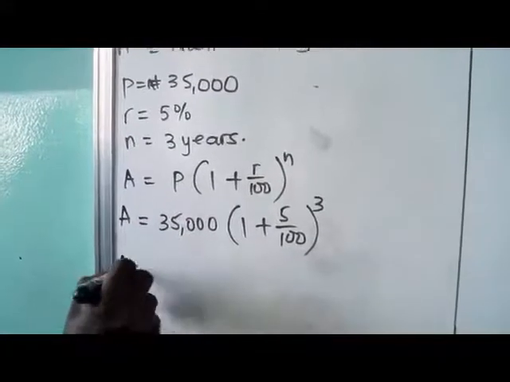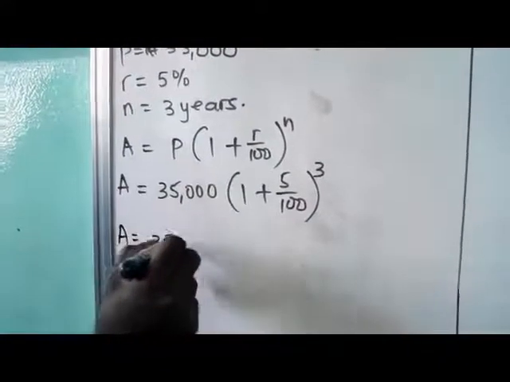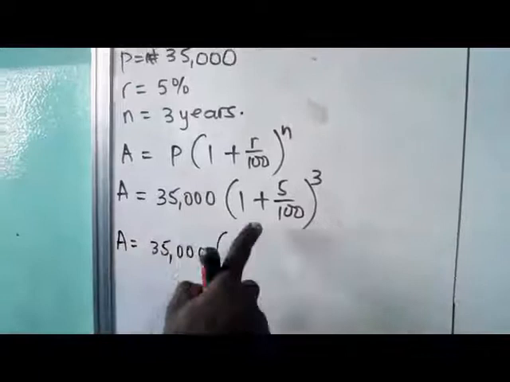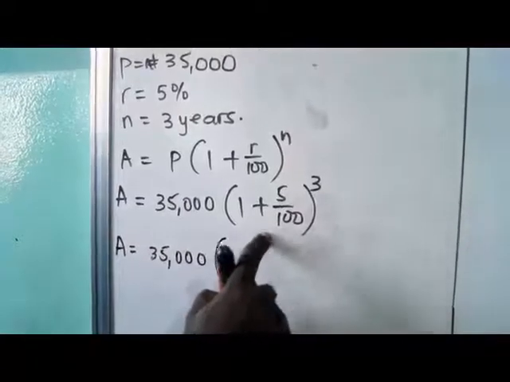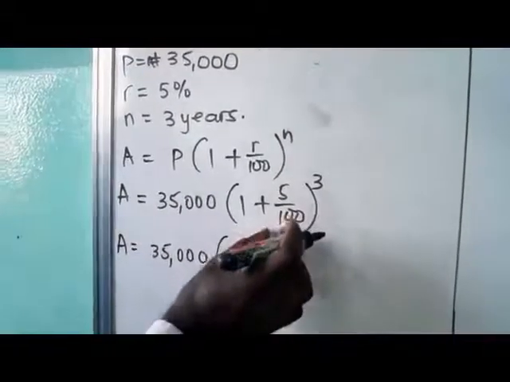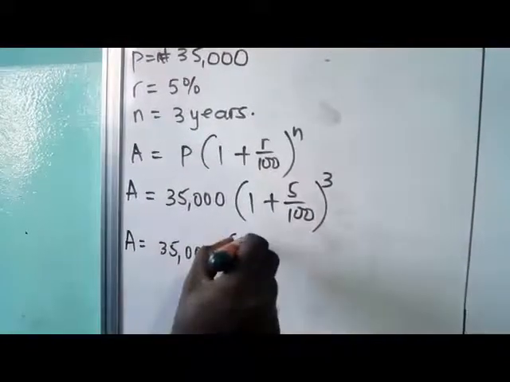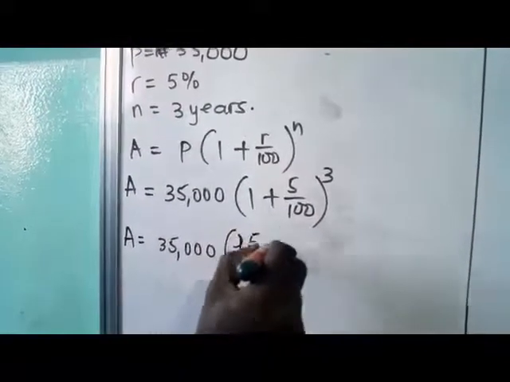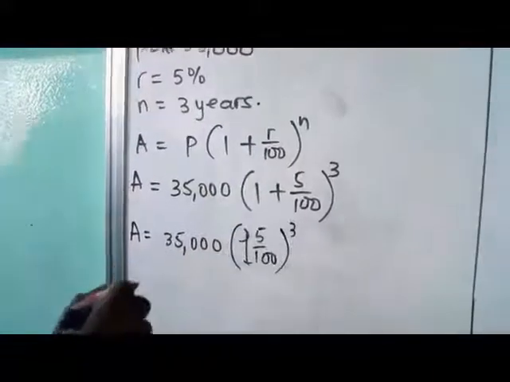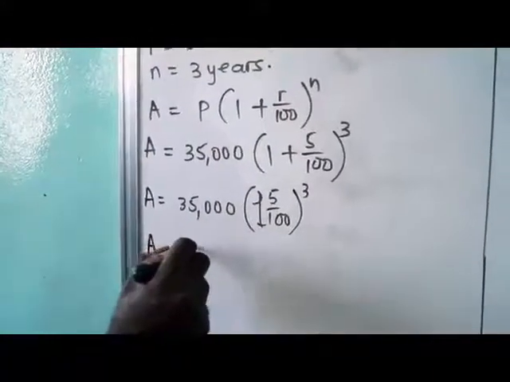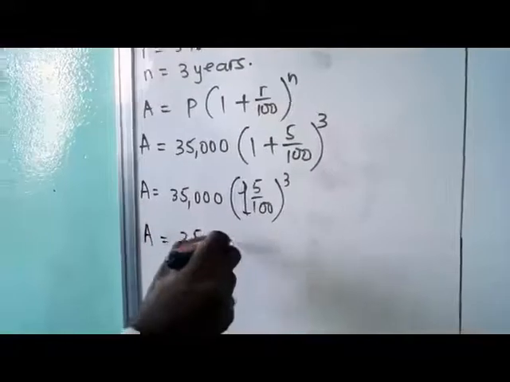Right, so you see what I'm going to do here? I'm going to repeat my 35,000. I'm going to solve these to bring them together as a mixed fraction. So 1 plus 5 over 100 is one whole number, 5 over 100. Then you find the cube of that. Right, so A will give us 35,000.